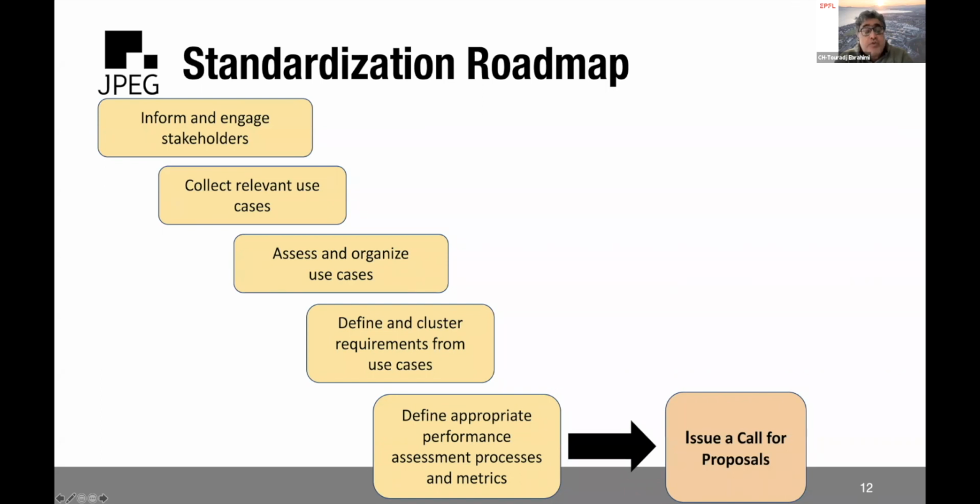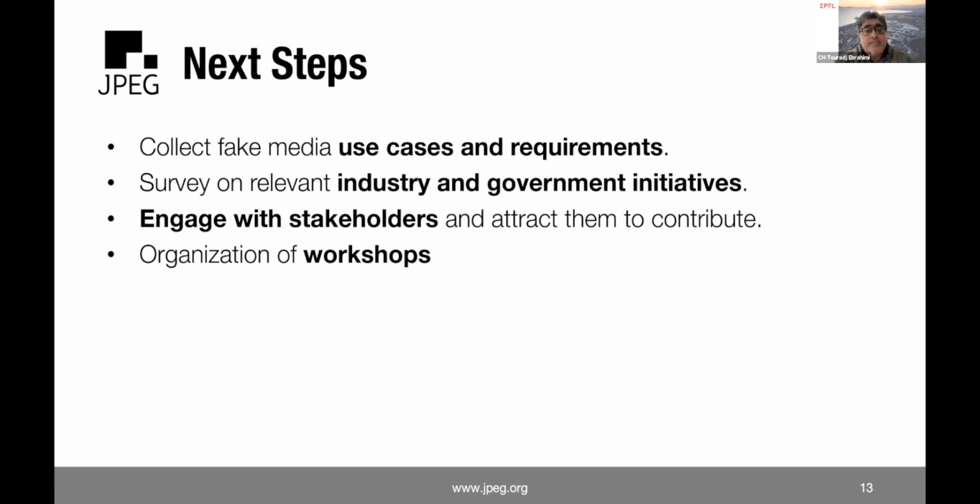For interest of time, I'm not going to go through them, but a lot of things that we do have as aim the engagement and information, and this is one of the reasons we have organized this workshop, to gather as much as possible use cases and requirements of fake media applications. Look at what relevant industry and governmental initiatives are in this area. There are a few, and we have identified some, but probably there are some others we haven't yet. Engage again with stakeholders, and this is, in this case, in the form of organization of the workshops.